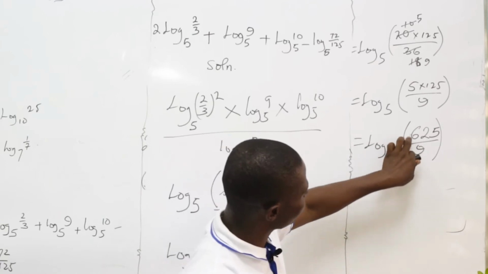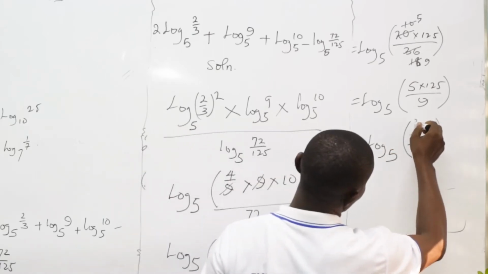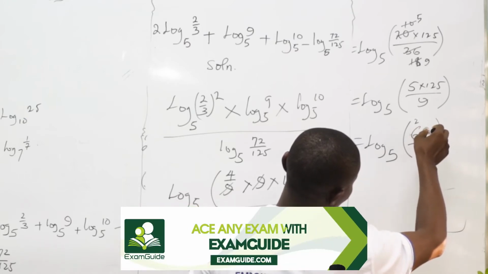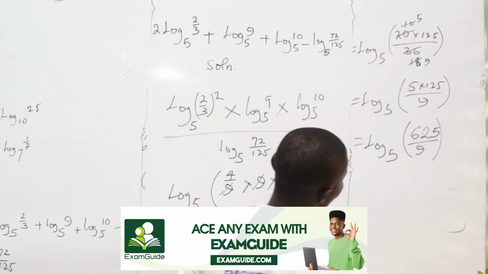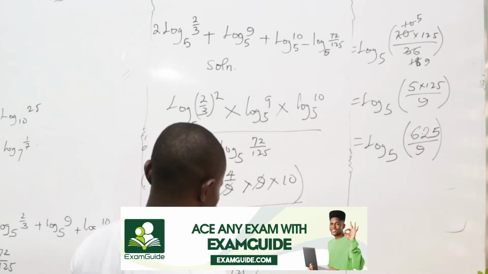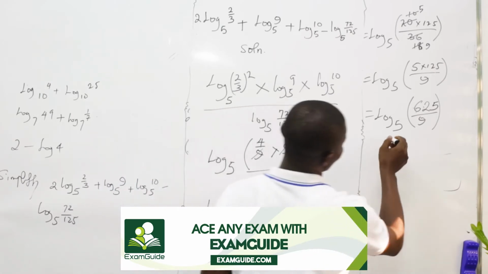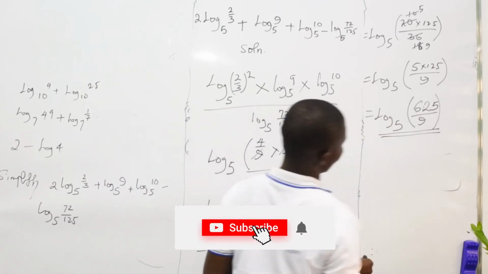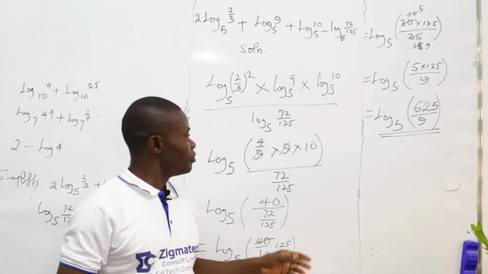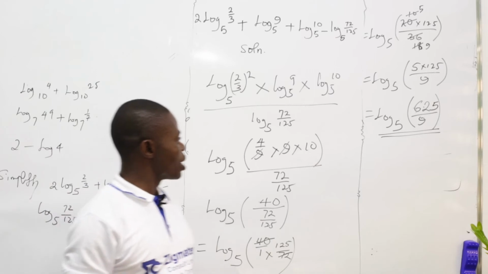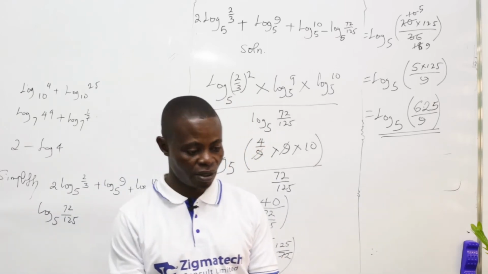Can 3 go here and 3 go into this? Let's check. 3 here is 2. 3 here cannot go. So at this point, since it cannot be further divided, you just leave your answer this way. Let's solve more examples from WAEC past questions using ExamGuide.